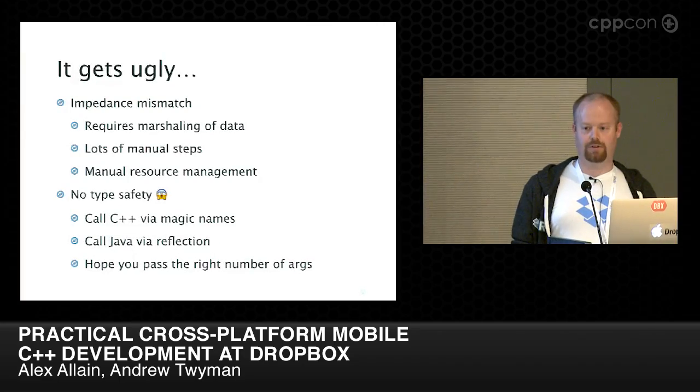So the way Java calls to C++ usually is it just looks up a symbol, using a magic name, and then it'll call that and hope that it's got the right number of arguments. The way you call into Java from C++ is you use reflection. You have to look up types, you have to look up their methods and then invoke them. And in both directions, you have to hope you pass the right number of arguments or kaboom.